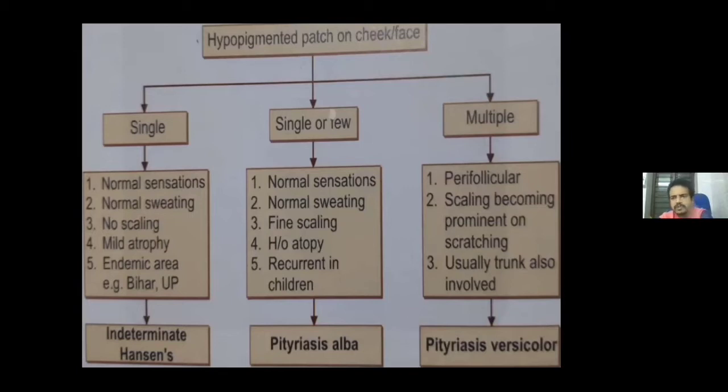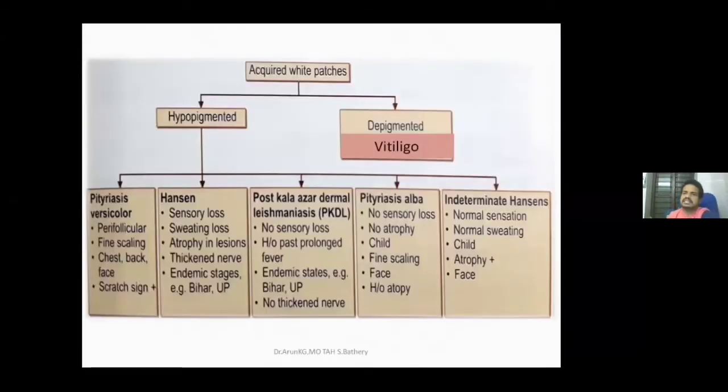If multiple hyperpigmented patches are there, then first we have to consider the chance of pityriasis versicolor. Single or few, maybe we have to consider pityriasis alba. With single lesions, there are normal sensation, normal sweating, no scaling, and mild atrophy. If the patient is coming from an endemic area, then we should consider the chance of indeterminate Hansen's. When there are acute white patches or deep pigmented patches, it is vitiligo or leukoderma, Shvitra, we have to consider.